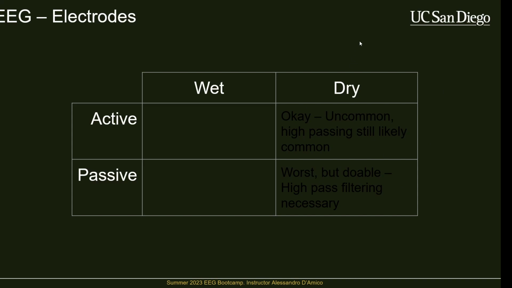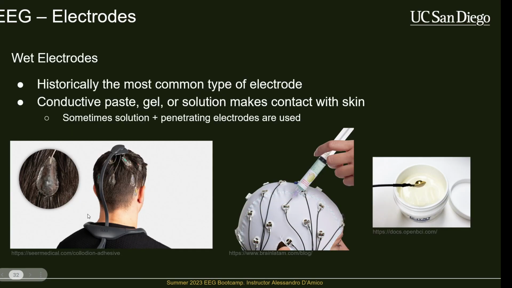EEG electrodes come in a bunch of different varieties, but they're broadly broken up into being either wet or dry and active or passive. And I'll explain what each of these are. So wet electrodes are historically the most common type of electrodes, and what most people do research with nowadays still. It's what we're going to be learning how to do here. They use a conductive paste alongside the electrode surface in order to make contact with the skin.